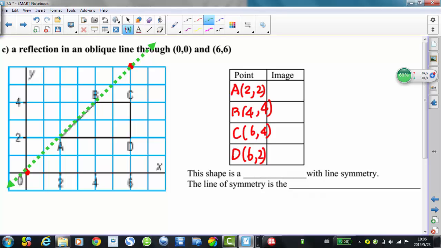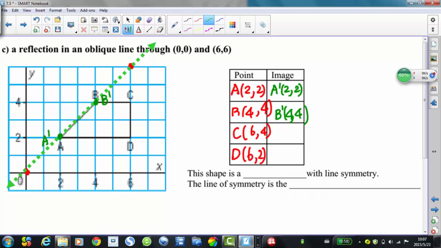Since point A is on the line of symmetry, its corresponding point is still on the line of symmetry. So A prime has the coordinates 2, 2. Let's find B prime. Since B is on the line of symmetry, therefore B prime is also on the line of symmetry. So B prime has the coordinates 4, 4 as well.